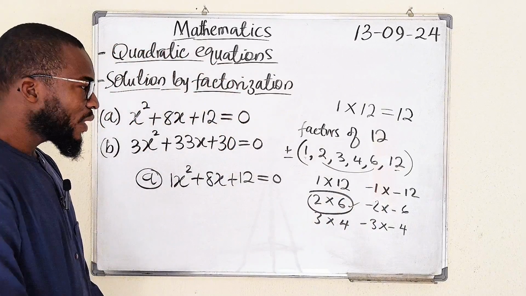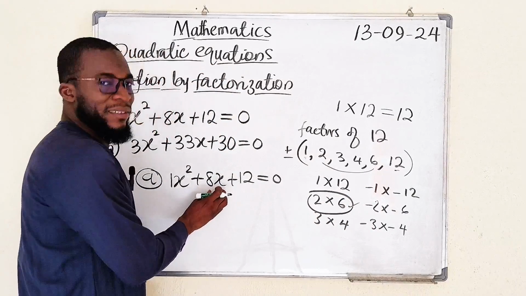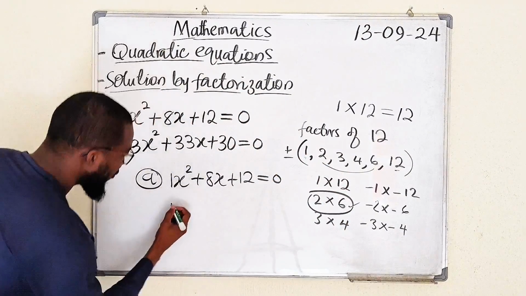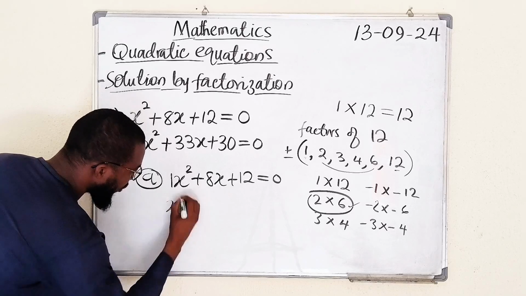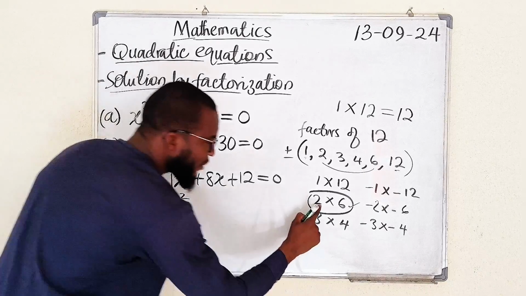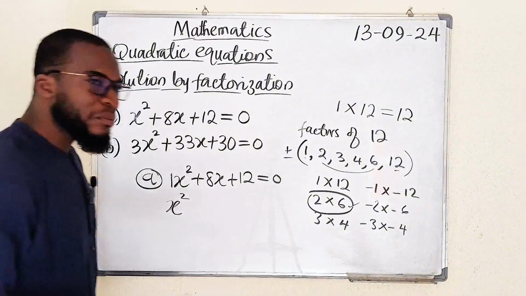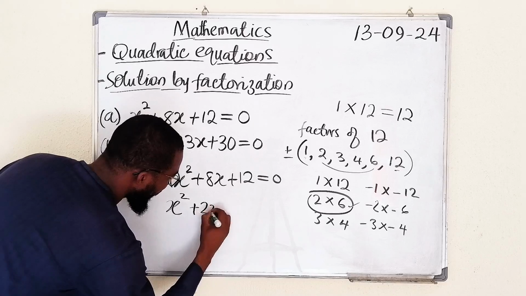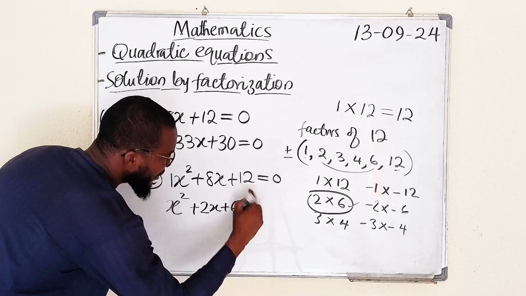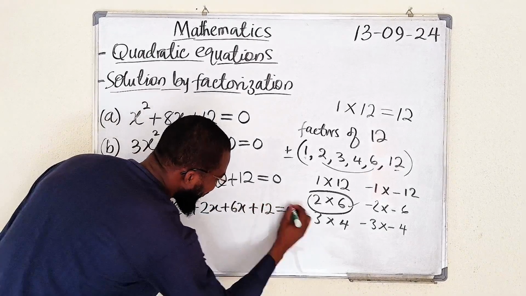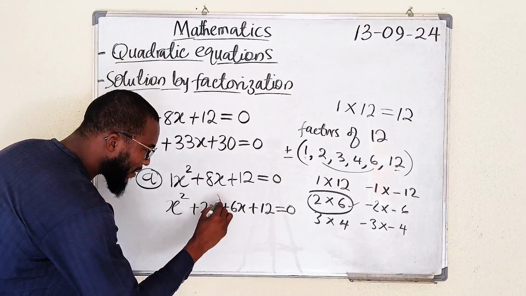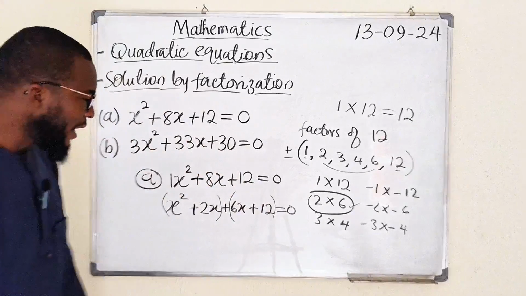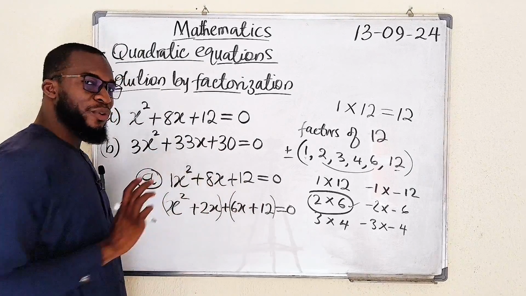So instead, we are going to replace 8x with 2x plus 6x. Can you see the second step? So we repeat, this is x squared, but instead of 8x, we write 2x plus 6x. But it doesn't matter, you can write 6 before 2. So we have plus 2x plus 6x, then you repeat 12. This is equal to 0. Now we group them like this in batches. First 2, second 2. Now we are going to factorize this and this separately.